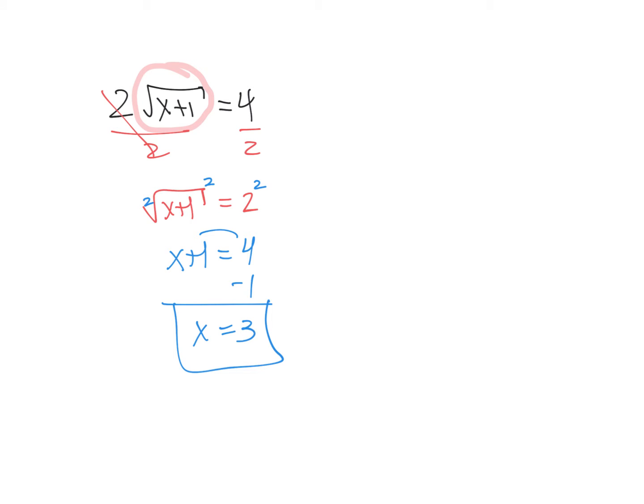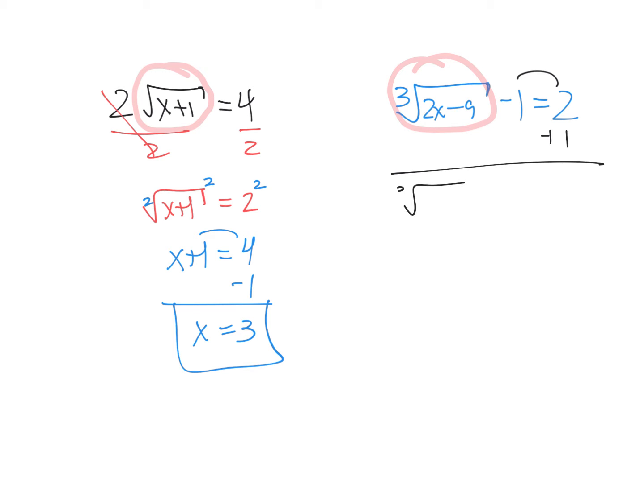Okay. And then another one that we could have is the cube root of 2x minus 9, minus 1 equals 2. I'm going to put this little leg here so I know that this minus 1 is not underneath that cube root, sorry, that radical. So make sure you write the problems correctly. So again, I'm going to isolate this radical. So I have to add the 1 over. So I have the cube root of 2x minus 9 equals 3.